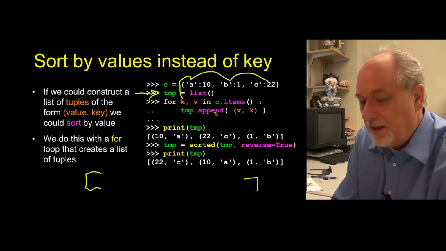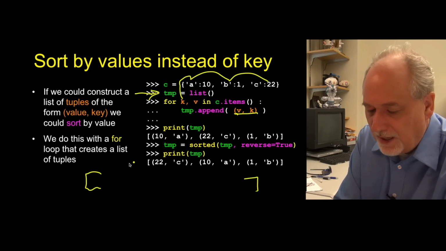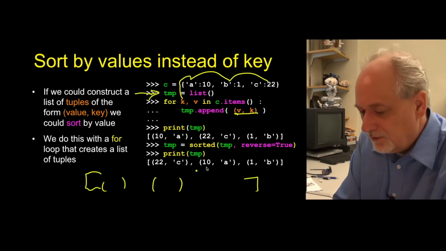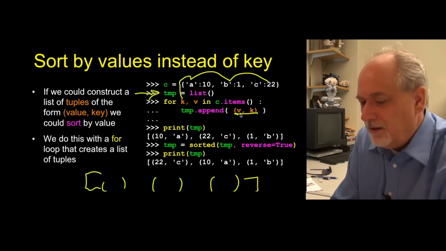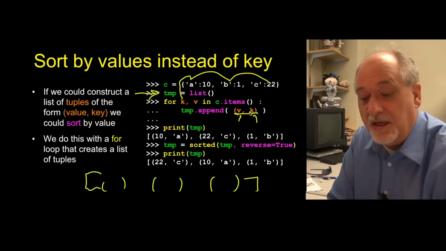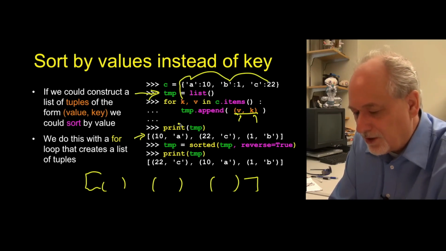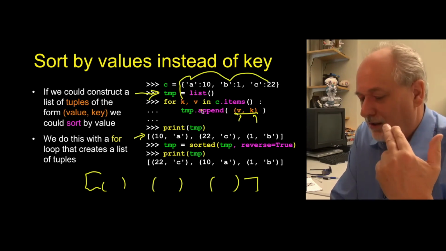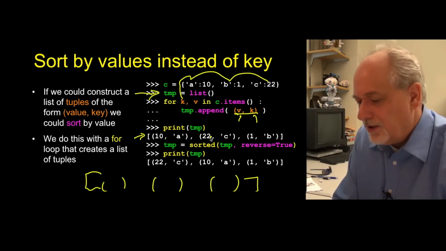And we are going to append to that list a tuple. So this is going to be a list of tuples, except we're not going to append them in key value order. We're going to flip them and append. The first part of the tuple is going to be the value and the second part is going to be the key. So we end up with this. This is sort of our temporary data structure that we have constructed to make our job really easy. So this ends up being 10A, 22C, 1B.